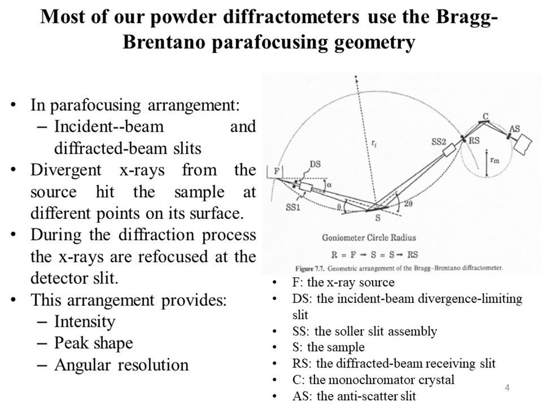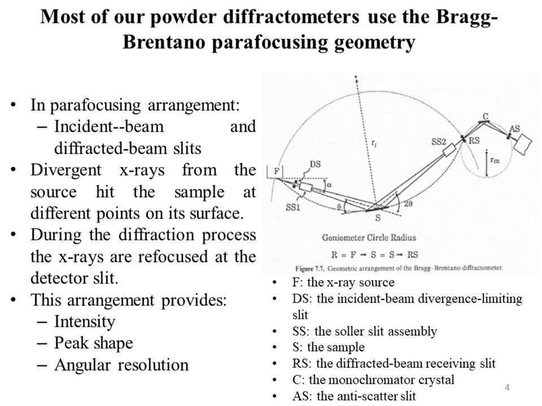Divergent X-rays from the source hit the sample at different points on its surface. During the diffraction process, the X-rays are refocused at the detector slit. This arrangement provides the best combination of intensity, peak shape, and angular resolution for the widest number of samples.